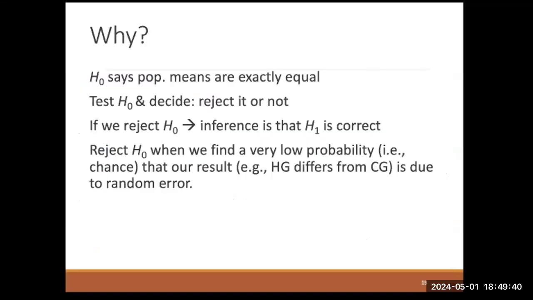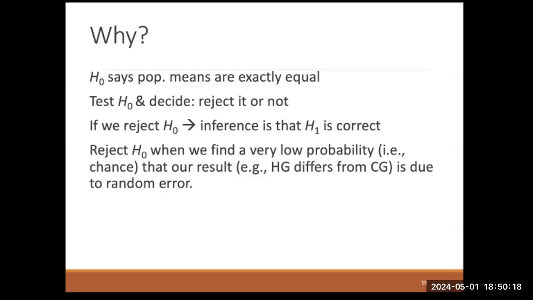So H sub 0, or the null hypothesis, says the population means are equal, right? Mu 0 equals mu 0. We test the null hypothesis, and then we decide whether or not we are going to reject it. If we reject the null hypothesis, then the inference is that the alternative hypothesis is correct, that hypnosis does make a difference in terms of memory retention. We only reject the null hypothesis when we find a very low probability, less than 5%, or chance that our result is due to random error.